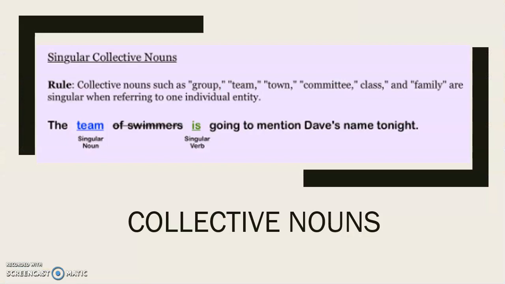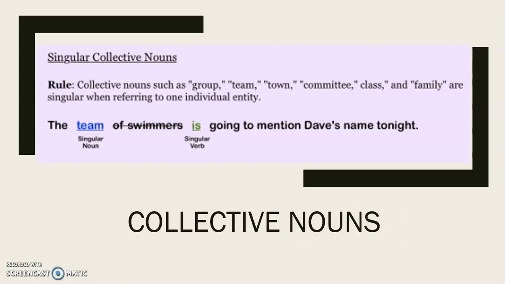We'll go ahead and get started. Today we are going to be talking about collective nouns. You will need your paper and pen. We're going to be taking notes a little differently today. I'll be telling you what to write down, but you won't see me writing it down myself. So you'll have to follow along and look at the video.